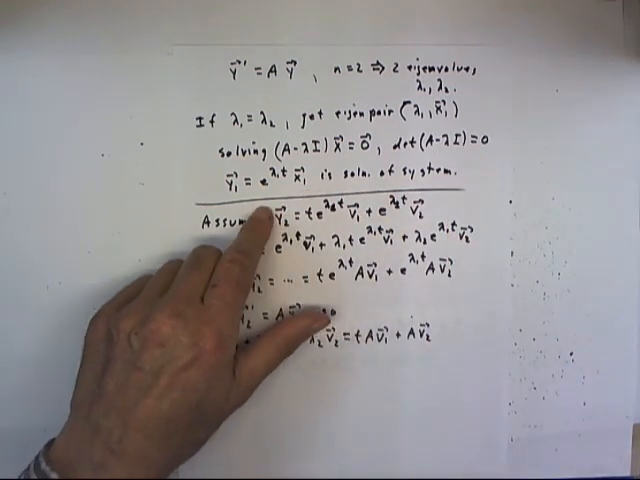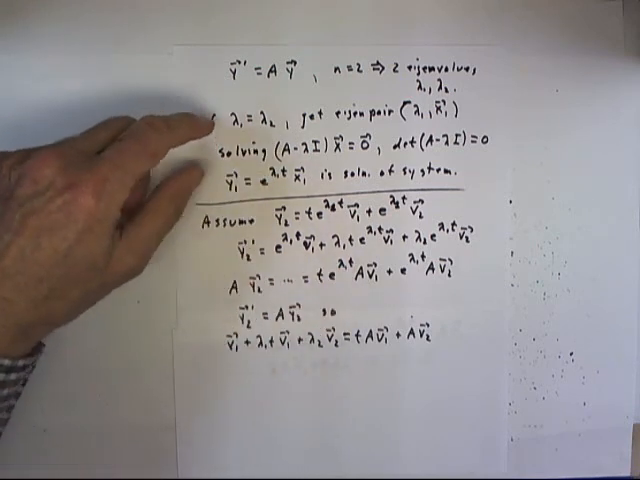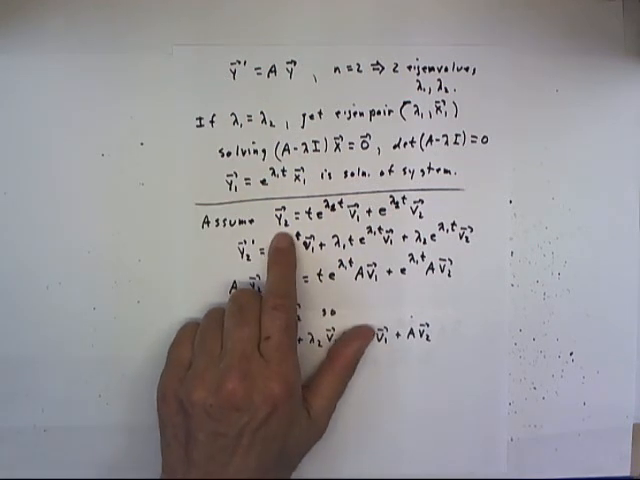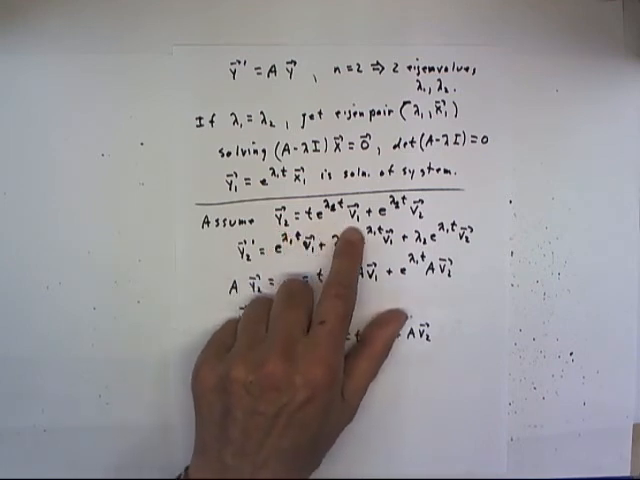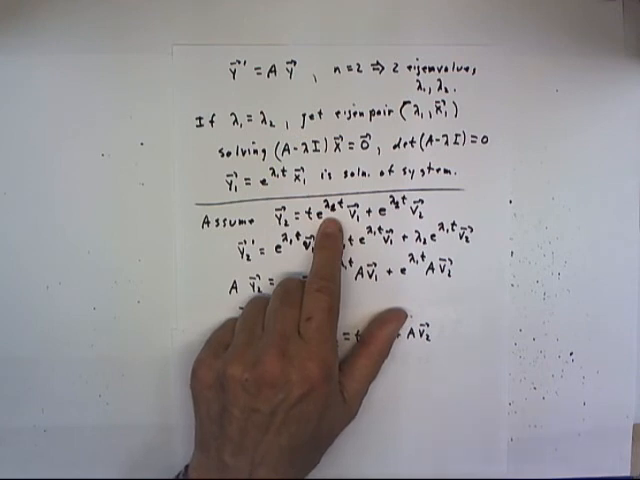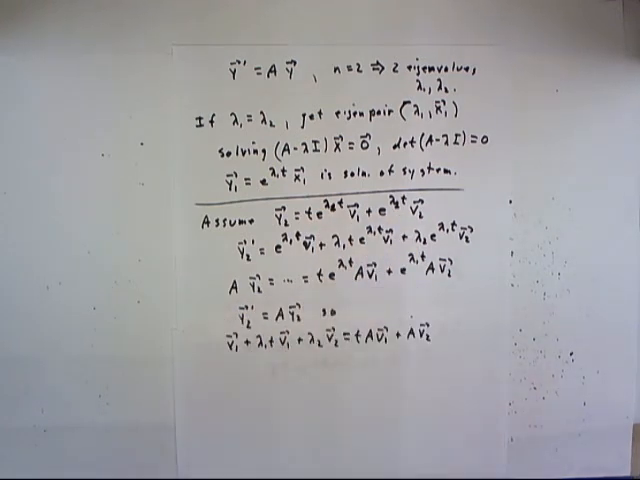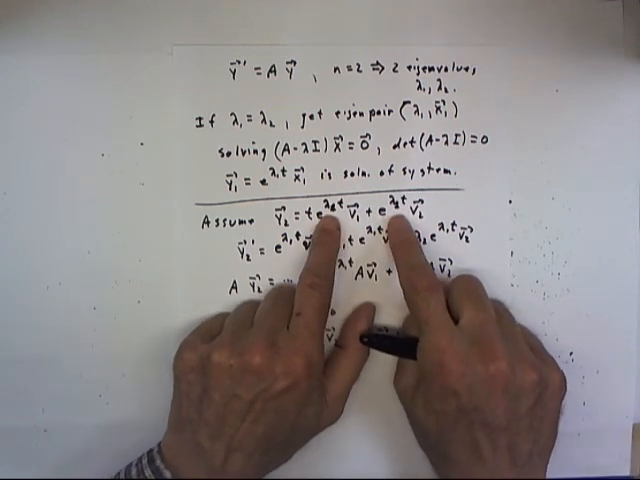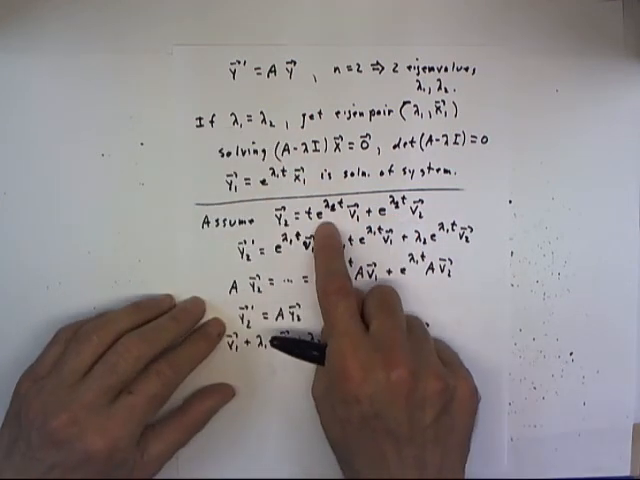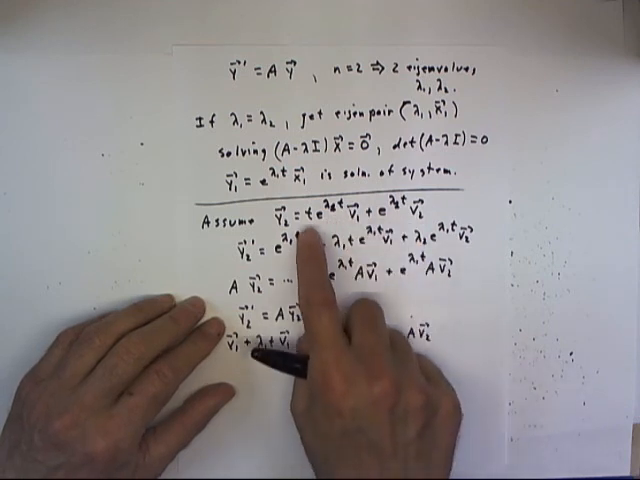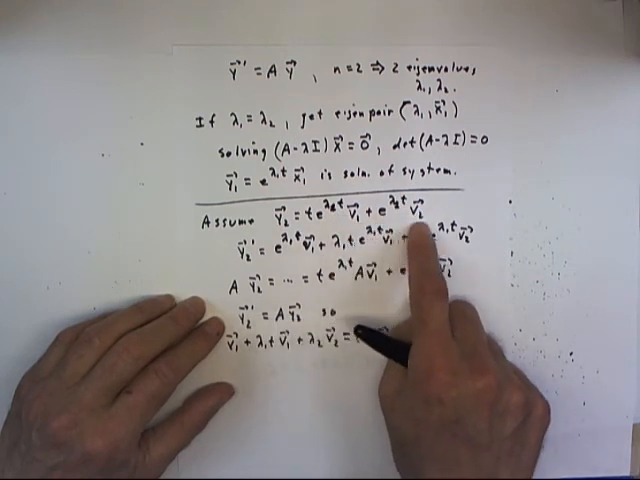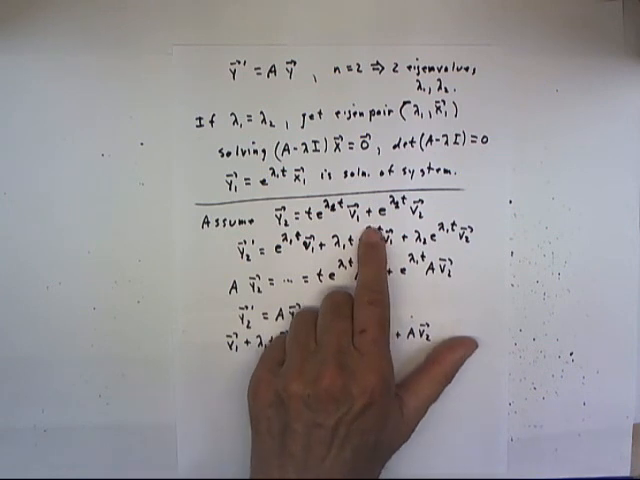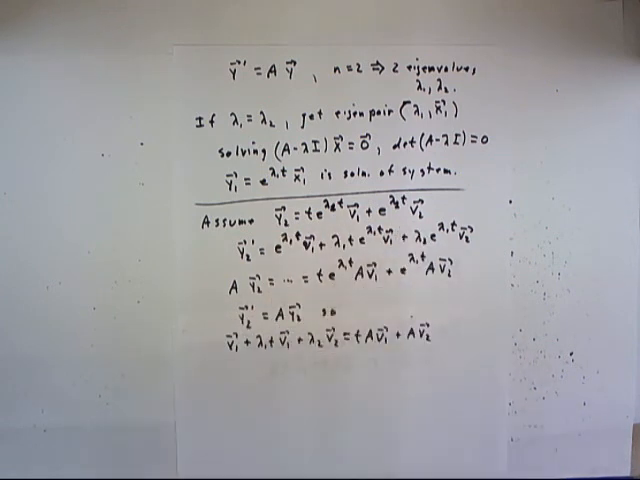To get a second solution, we can't use the same process, so we assume another solution y2 of the form t e to the lambda 1 t v1 plus e to the lambda 1 t v2. Remember, if it's a 1 or a 2, it doesn't make any difference because the two are equal, but those are intended to be 1s. This is just the same as the solution we assumed previously. We're just generalizing the process.